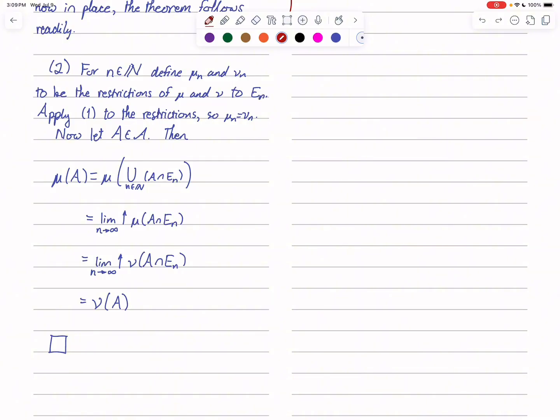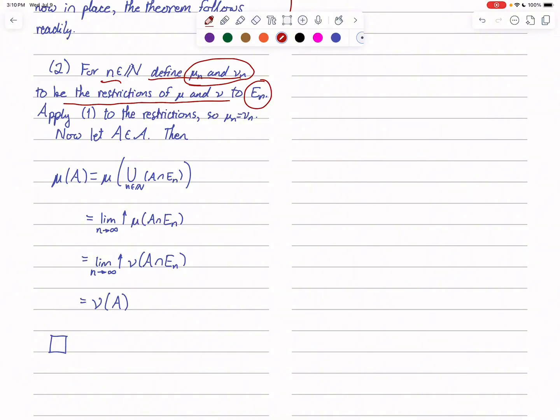So to do that, we are going to define the restriction of mu and nu for each n, right? So fix any particular natural number n, and we'll talk about this E sub n that builds up to the entire space. And for that n, we will define these new measures, mu n and nu n, to be the restrictions of mu and nu to E n. Now, what does that mean?